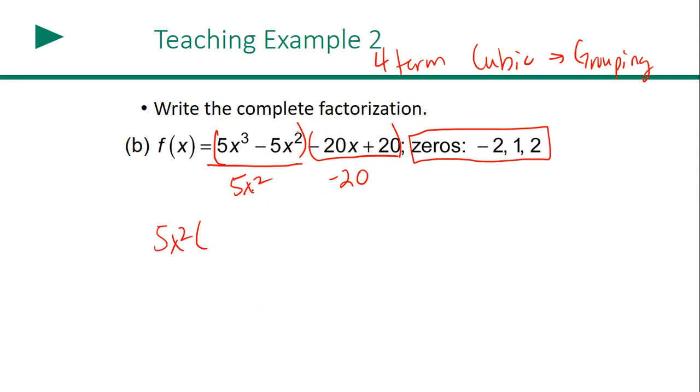What is 5x cubed divided by 5x squared? x, perfect. 5x squared divided by 5x squared is? Anything divided by itself is 1. You factored out -20. What's -20 divided by -20? 1x. 20 divided by -20 is -1. Okay, how do we feel so far about GCF factoring?